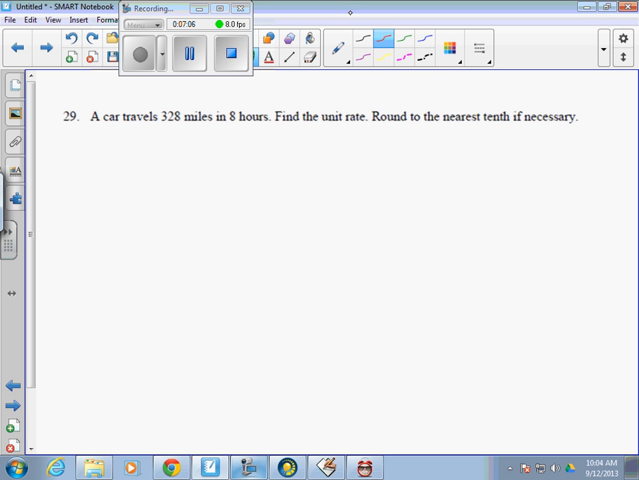29 says a car travels 328 miles in 8 hours. Find the rate, round to the nearest. Okay, so we're looking for the unit rate. Rate is the same thing as speed. We know that rate equals distance over time. We can remember that because our speed in a car is miles per hour, or a distance divided by time. Miles is a distance, and hours is a time measurement.